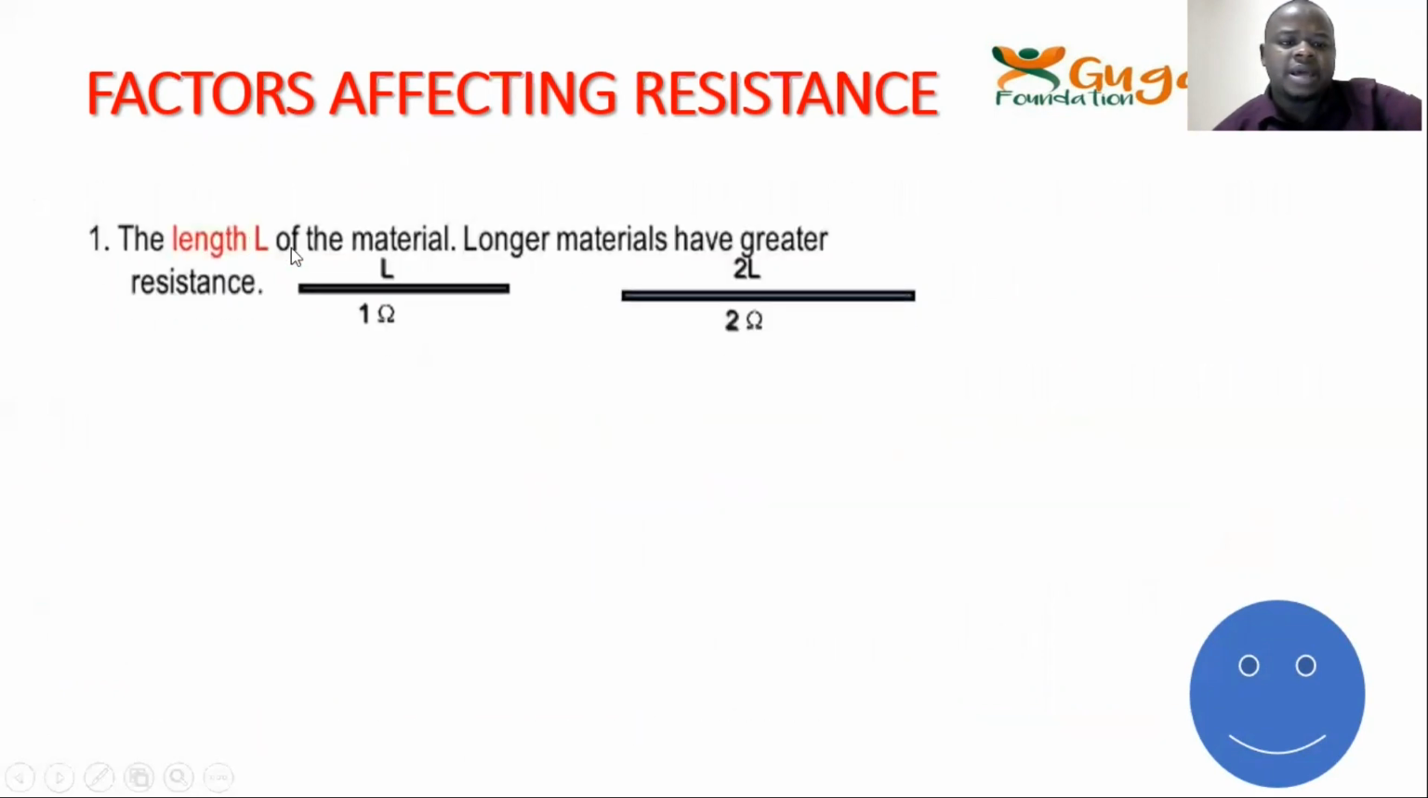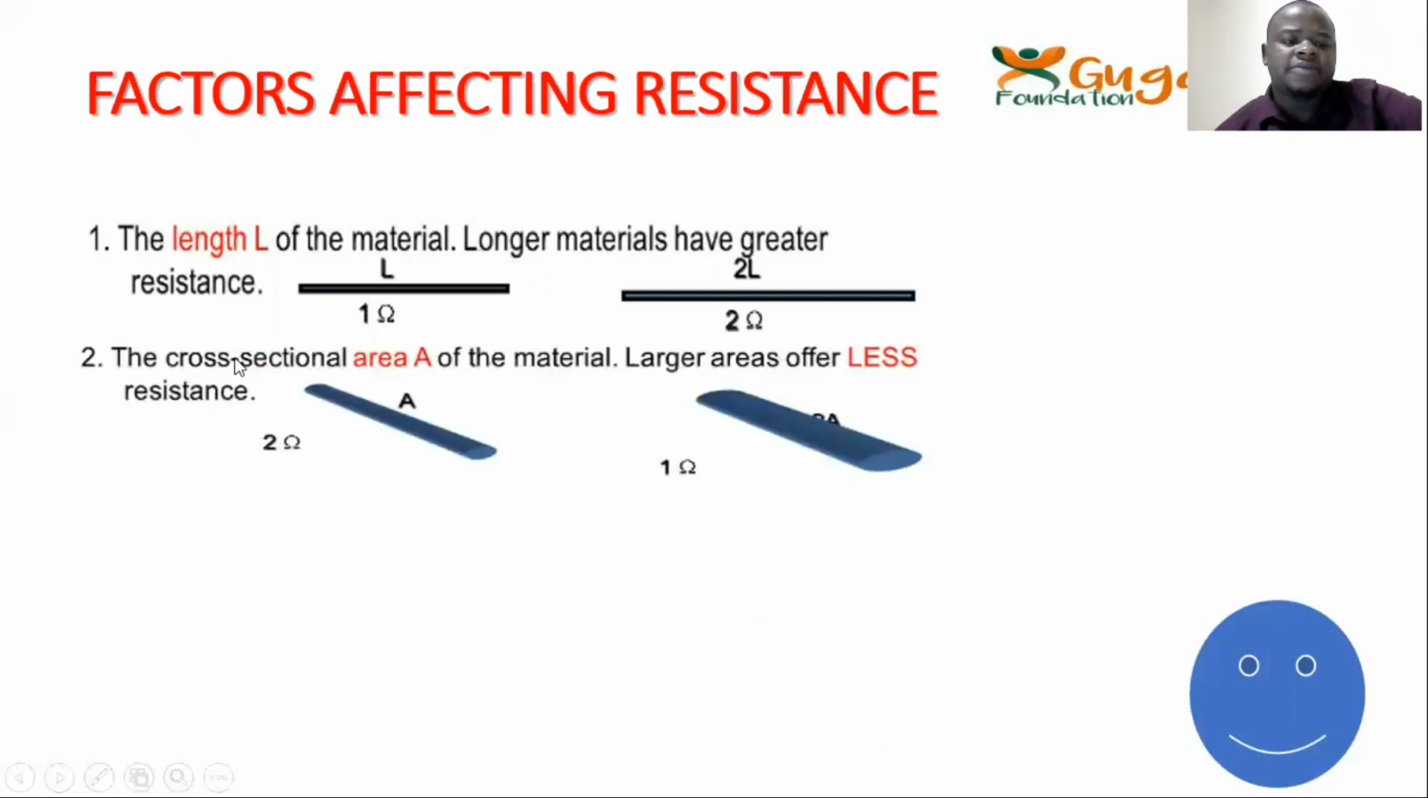Number one, the length of the material. The longer material has greater resistance. In other words, here you've got a small material which has small resistance, and then here you've got 2L, the length, the larger material which has larger resistance.